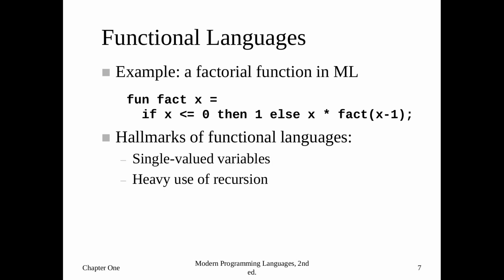The second is functional languages, and the one we'll be talking about is ML. When we want to define the factorial function, we simply define the function fact, and it takes a value x. Then we have this recursive definition where if x is less than or equal to 0, we return 1. Otherwise, we return x times the factorial of x minus 1. Pretty simplistic, right? The hallmark of almost all functional languages is that variables only have one value. Once they're defined, they maintain that value for the rest of their life.